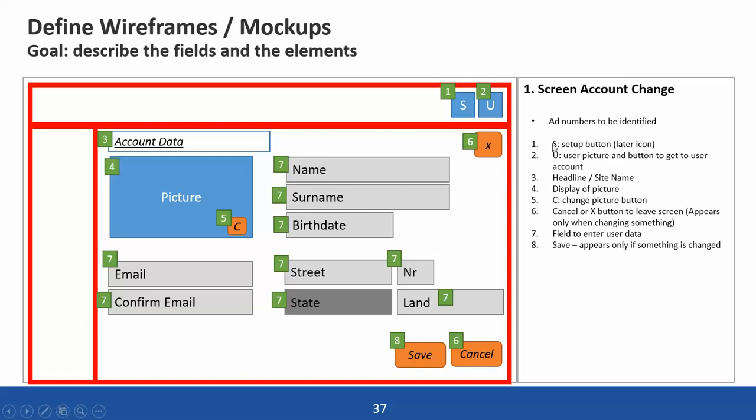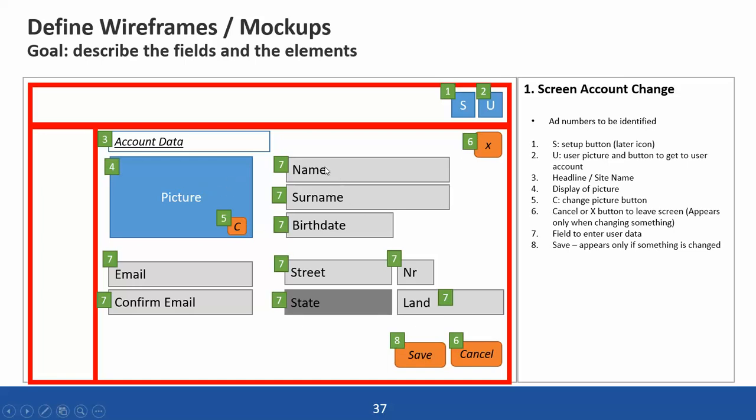And also here I have a description. S is a setup button. Later put in an icon. U is a user picture and button. You can see I already made a mistake, because if it's a button it has to be this color, so I have to change it later. This is a picture display.